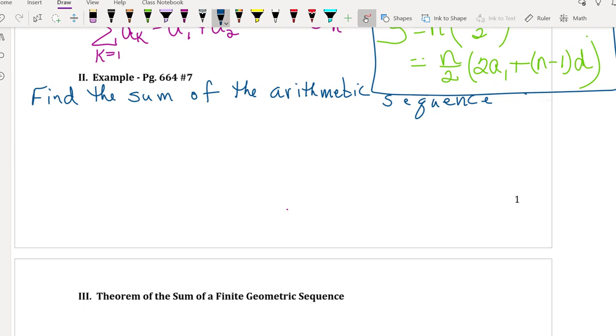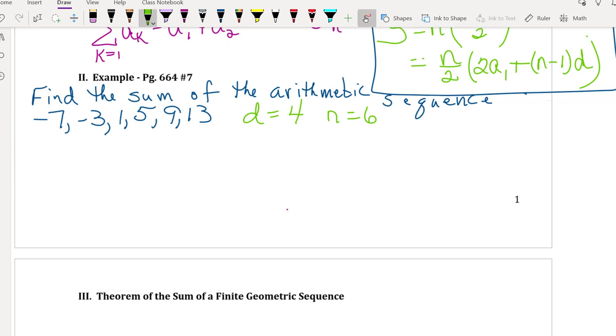So here's a sequence: -7, -3, 1, 5, 9, 13. Looking at that sequence, knowing we're looking for a common difference, we can see that d is going to equal 4. And we can count and see that we have n equals 6.